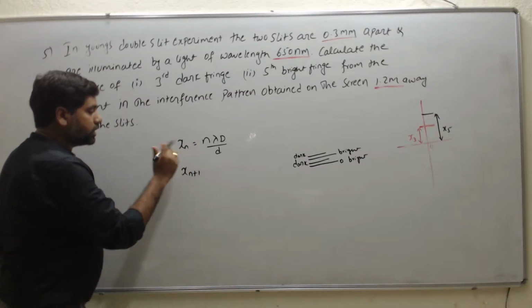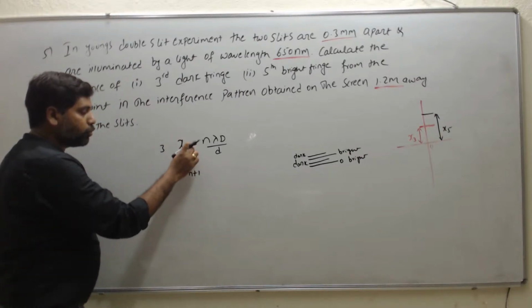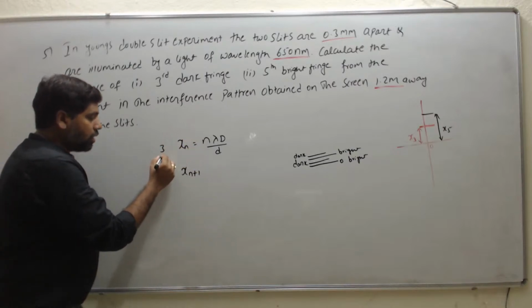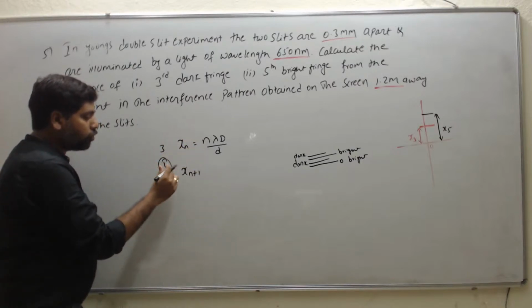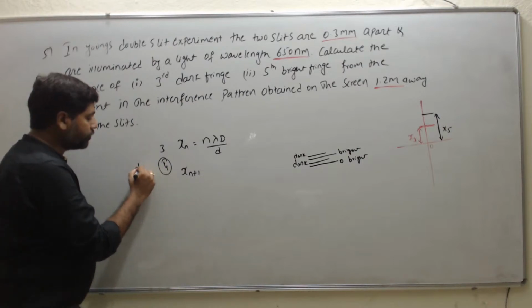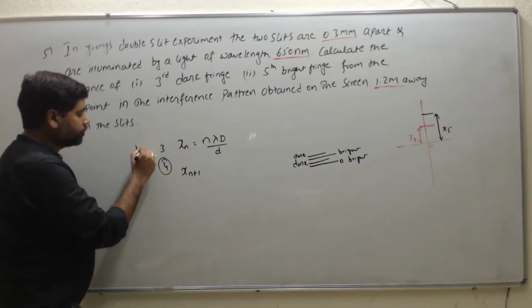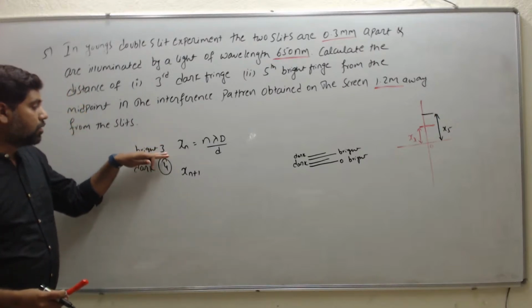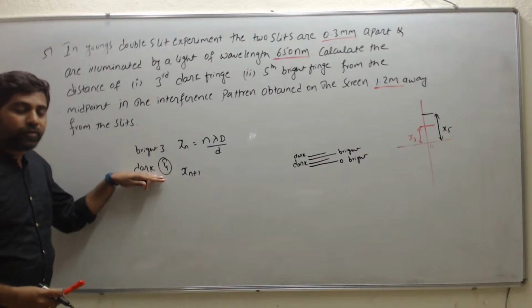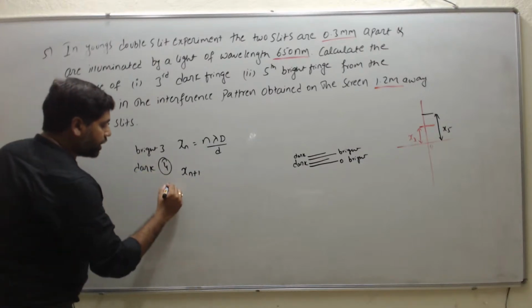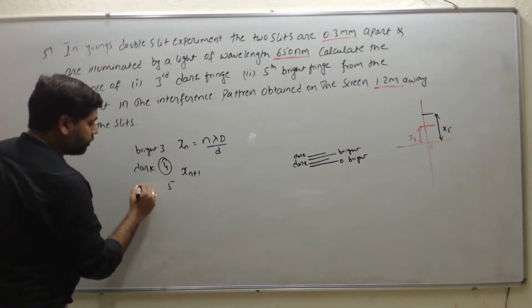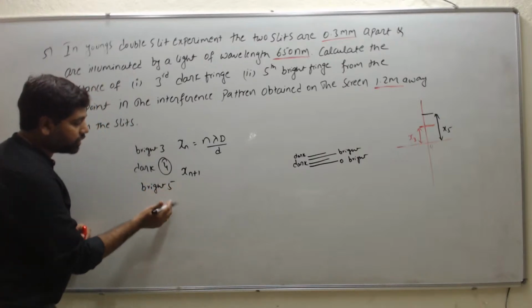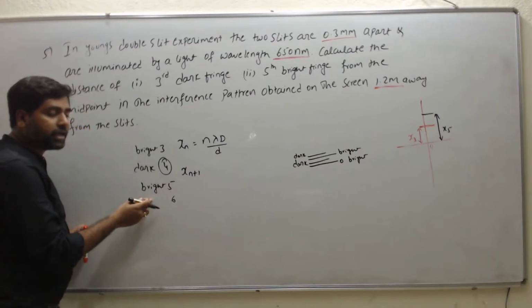So if the third position is the bright fringe, then after third, for the fourth position we are getting the dark fringe, because we have alternate bright and dark. After the bright we need dark fringe. So after dark again, after 4 we have 5, then it will be bright. So after that 6 is the dark.